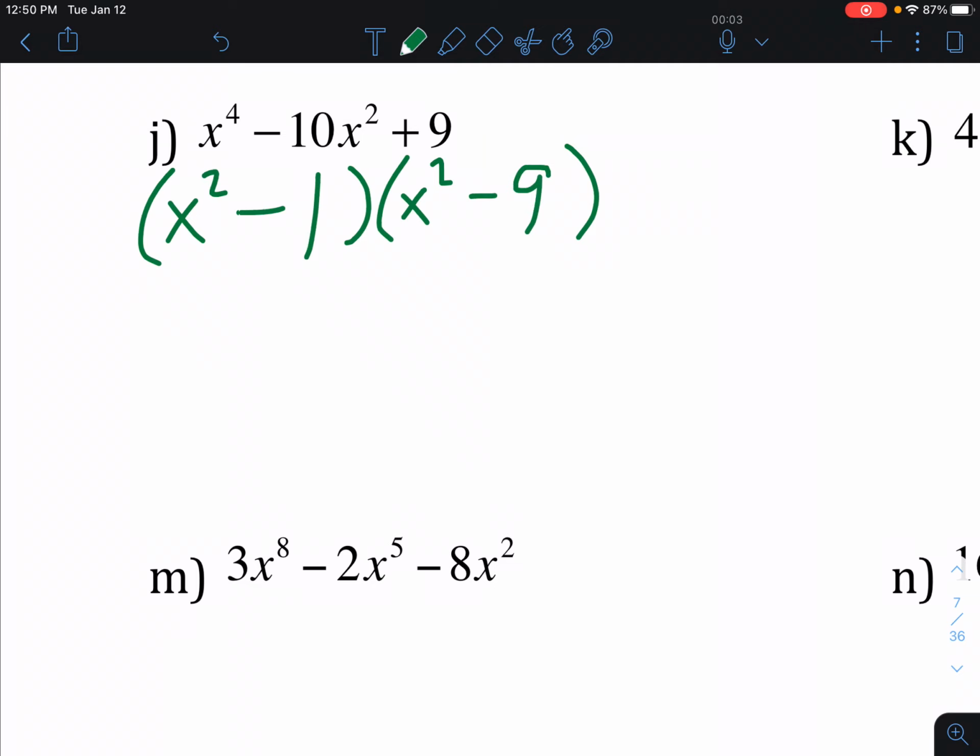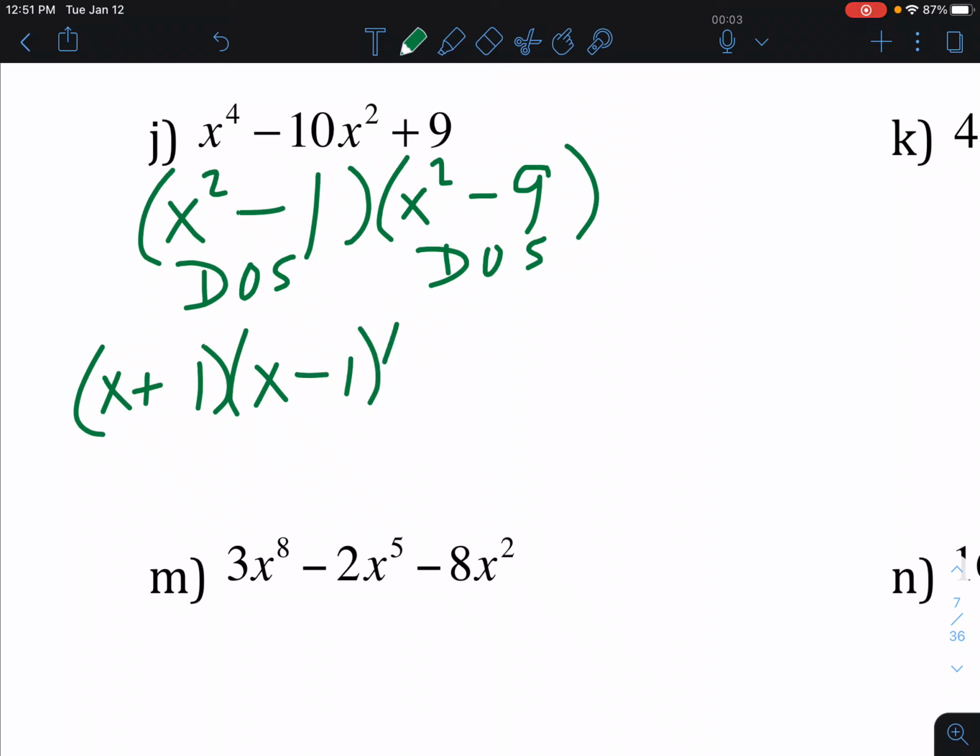And then we have a difference of squares here for both of them. Both are difference of squares. So the first one is x plus 1, x minus 1. The second one is x plus 3, x minus 3.